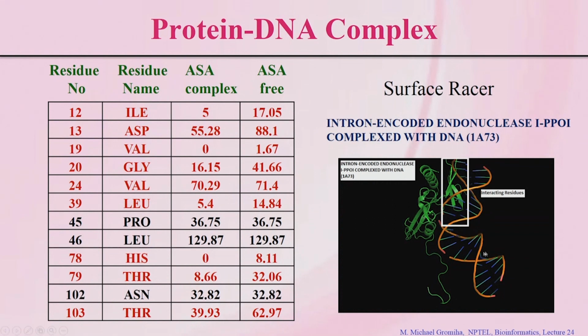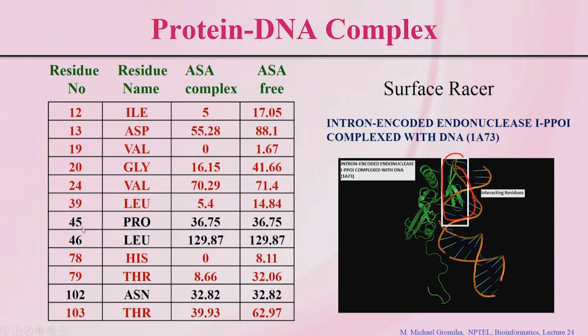Here this is the protein-DNA chain. This is the place where you can see the interacting residues. For example, we see this protein, this is the ASA of this complex: isoleucine 12 has 5 angstrom square and aspartic acid is 55 and so on. Now, this is with the free form, the unbound form.